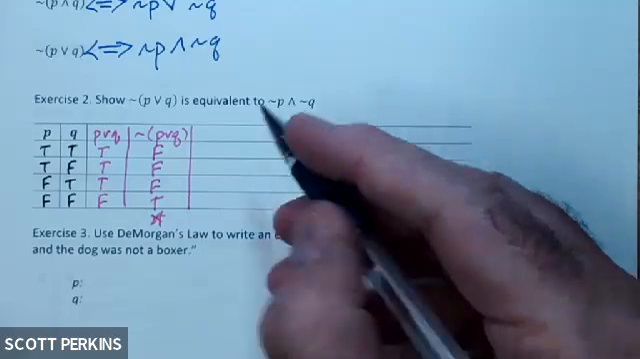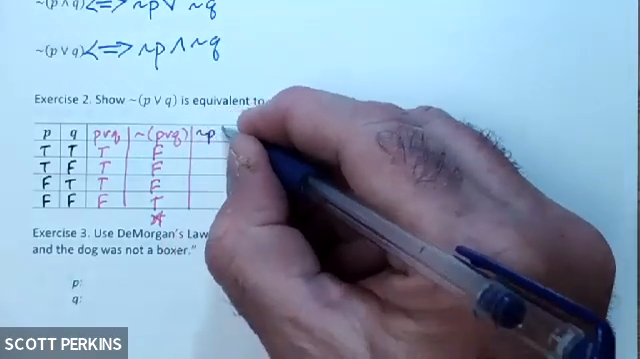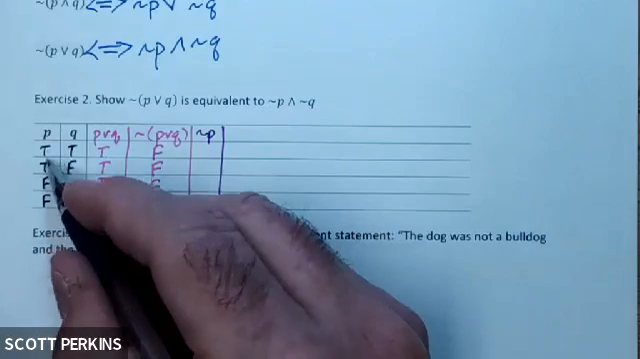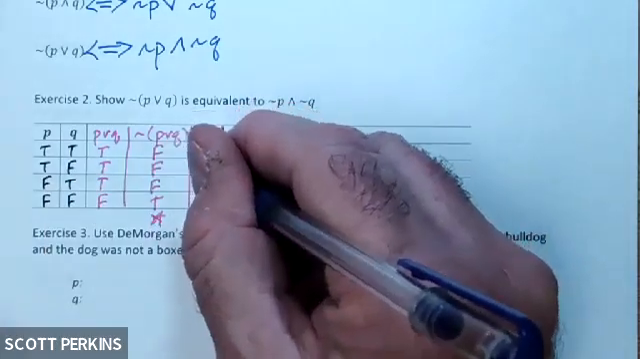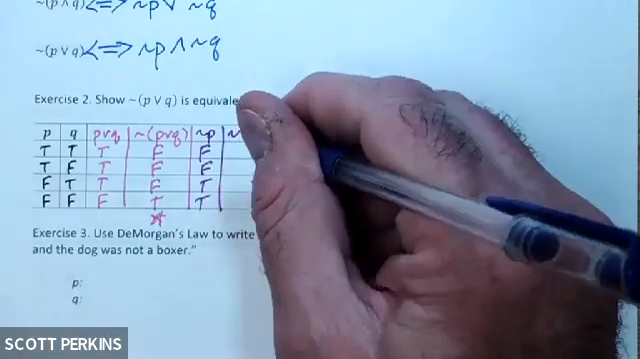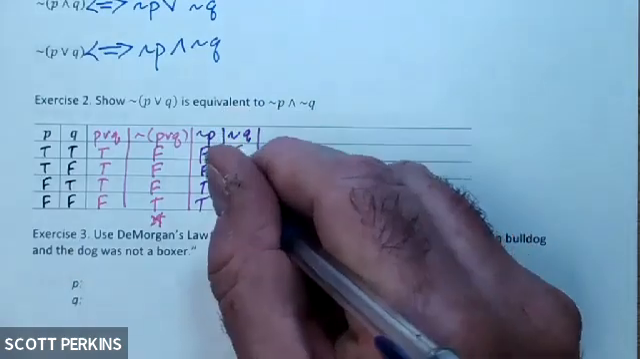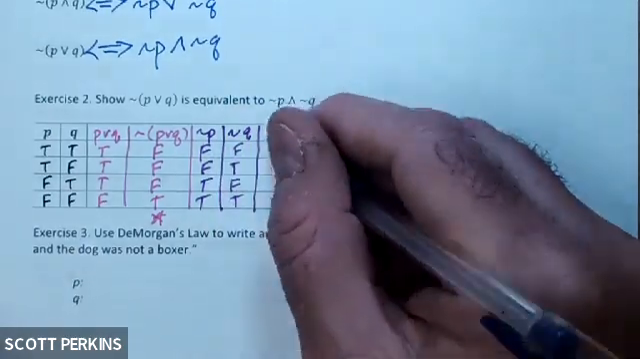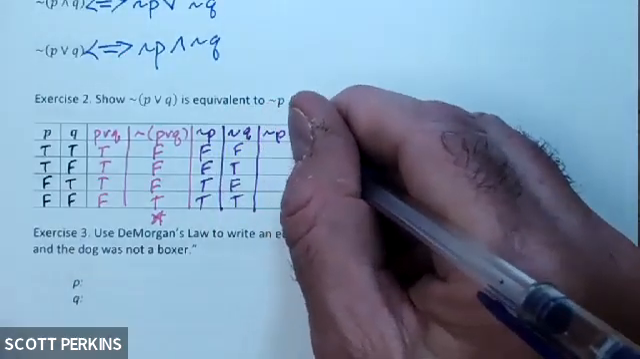Now the right-hand statement, I need a squiggly P. P is 2 trues, 2 falses, so squiggly P is 2 falses, 2 trues. I need a squiggly Q. Q is true, false, true, false, so squiggly Q is false, true, false, true. And then last but not least, I'm going to connect those 2 purple columns together with an and.